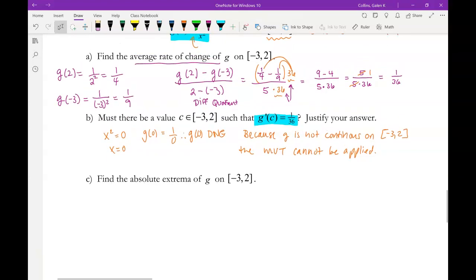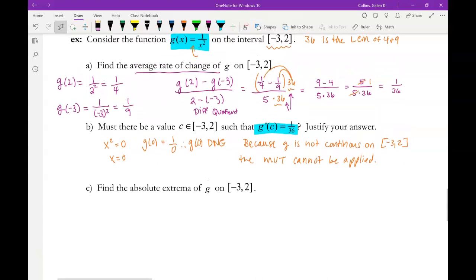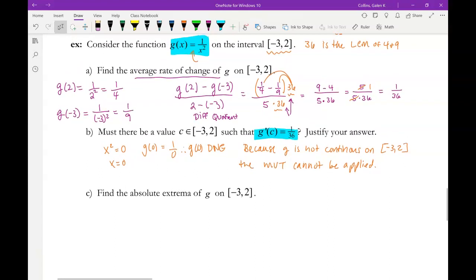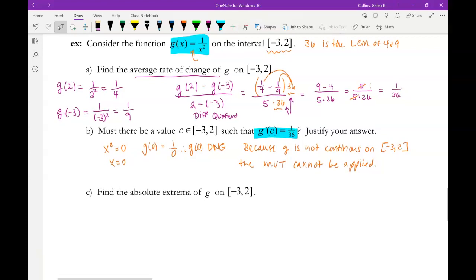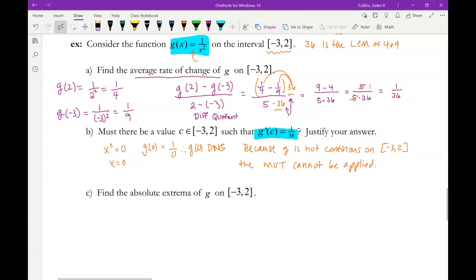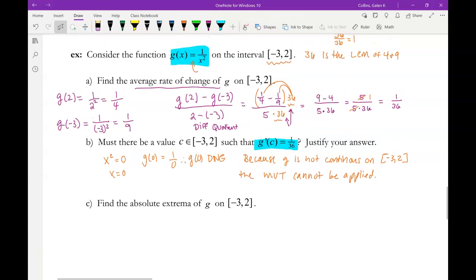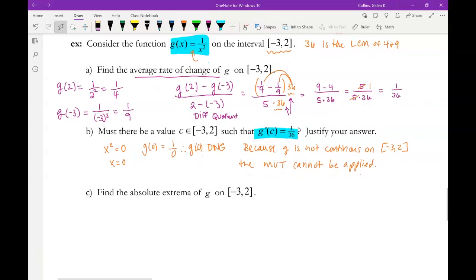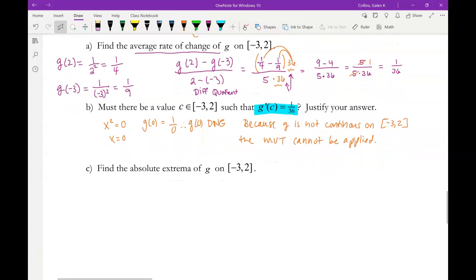All right, so it's possible. So we can't say there must not be, but it's possible that there is a value of the derivative that's 1 over 36 on that interval, but the mean value theorem can't guarantee it. And for now, I think that this would be an acceptable answer for that question.